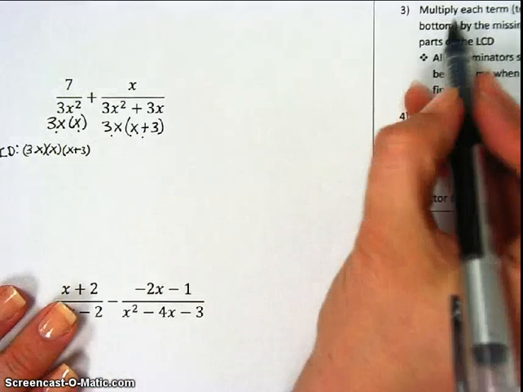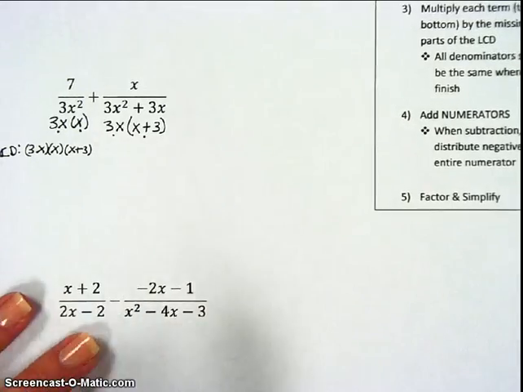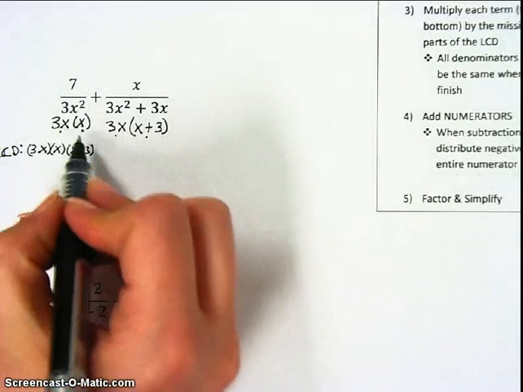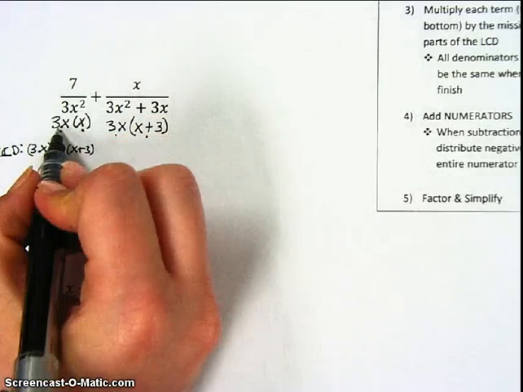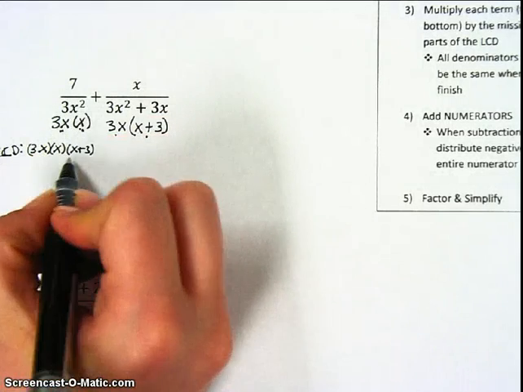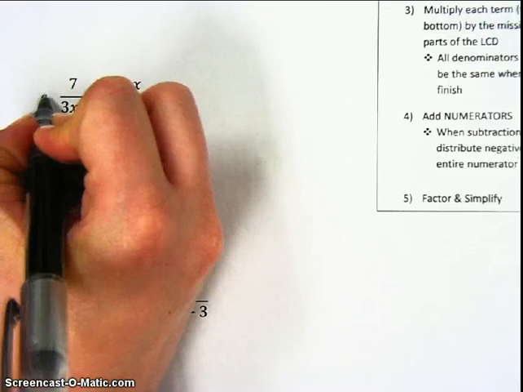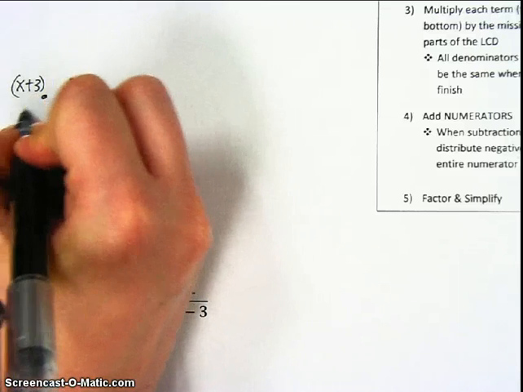So we need to multiply each term by what's missing because we need all of our denominators to have all three parts. So this first part has a 3x and an x. It's missing the x plus 1. So we're going to multiply top and bottom by x plus 1.